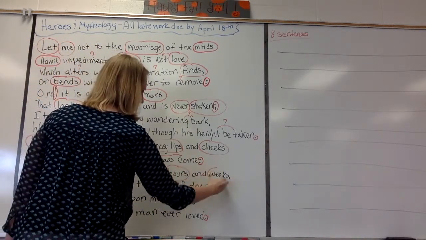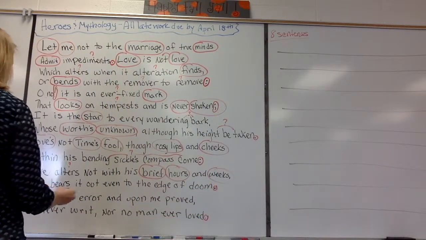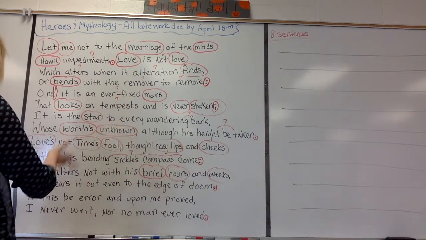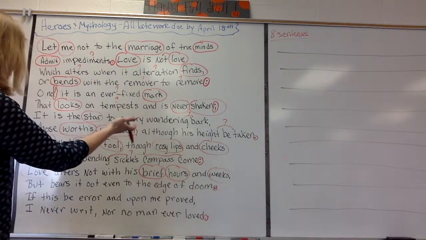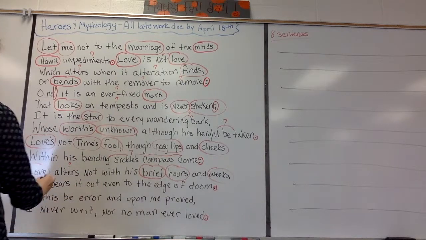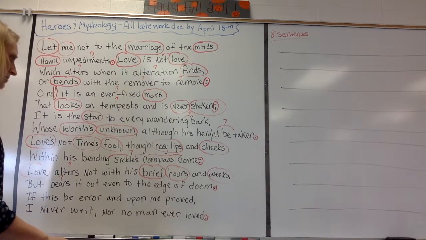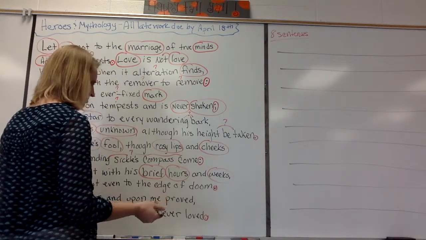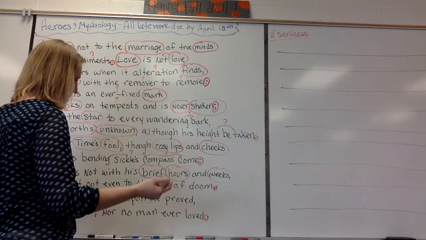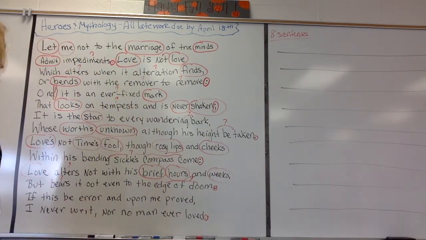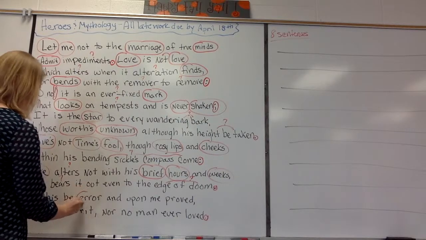Hours and weeks. But bears it out. Bear? We have a bark and bears. So now I have like a dog barking and an animal of a bear. This makes no sense. What is Shakespeare thinking? Okay, we're going to look it up. To the edge of doom. Edge of doom. I think I know what that is, but again, I'm going to question mark it because I'm getting confused.